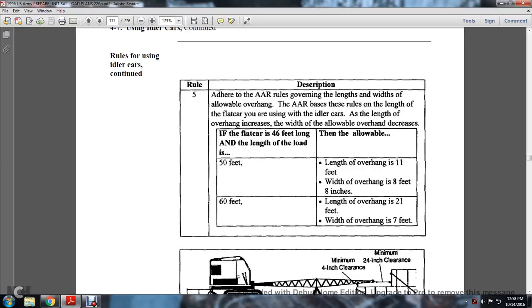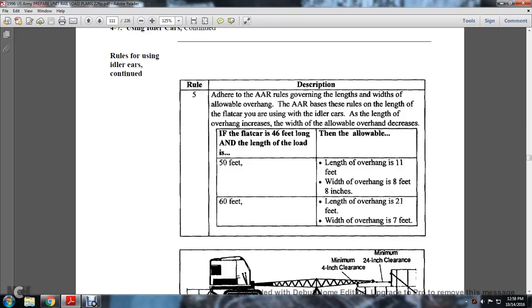Rules for idlers, continued. Adhere to the Association of American Railroads general rule for the length and width of the allowable overhang. The Association of American Railroads bases the rules on the length of the flat car, using the idler car as the length of the overhang. As the length of the overhang increases, the width of the allowable overhang decreases. If the flat car is 46 feet long and the length of the load is 50 feet, the length of the overhang is 11 feet, with an allowable overhang of 8 feet 8 inches.